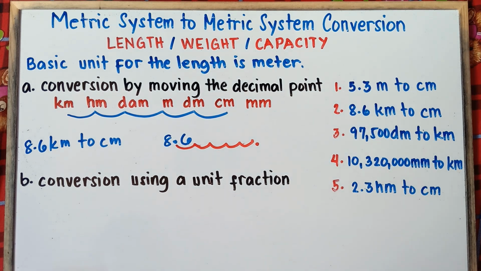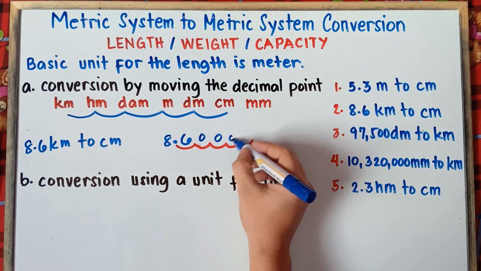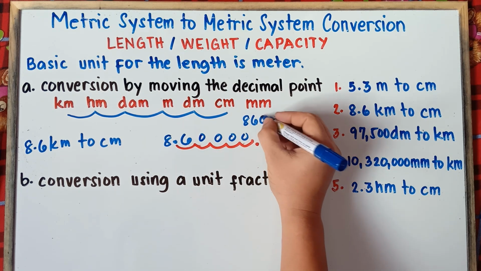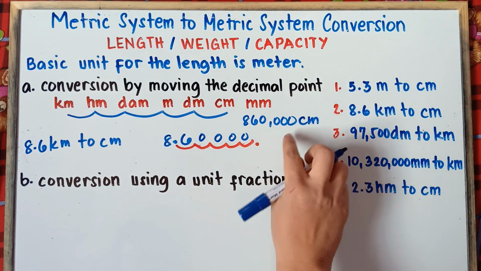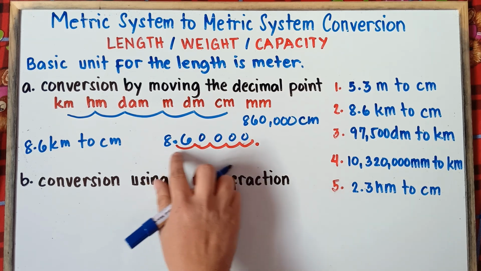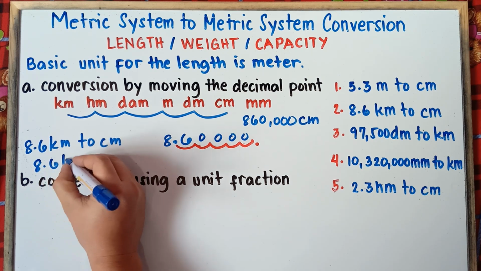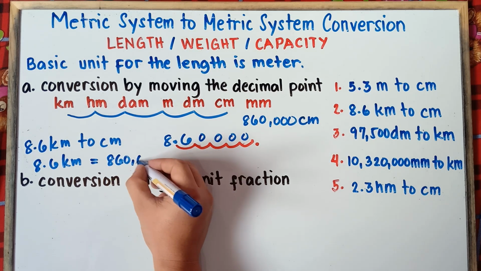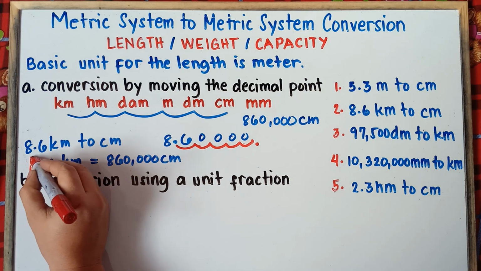So therefore, we need to add how many zeros, class? That's correct. We need to add 4 zeros. 1, 2, 3, 4. And your answer will be 860,000. And then do not forget the units, centimeters. The decimal point will be here, class, the last part after 0. So therefore our answer is 860,000 centimeters. So 8.6 kilometers is equal to 860,000 centimeters. Easy as that, class. That's the answer for number 2.